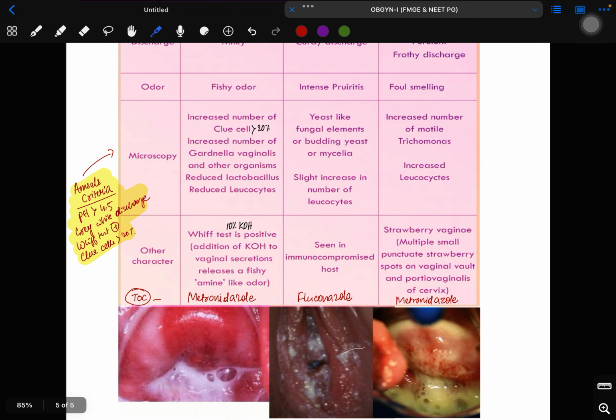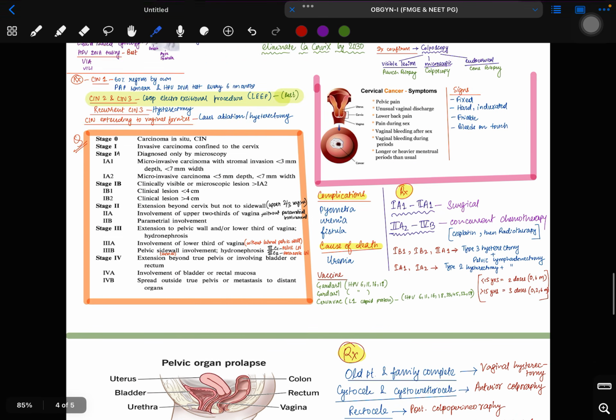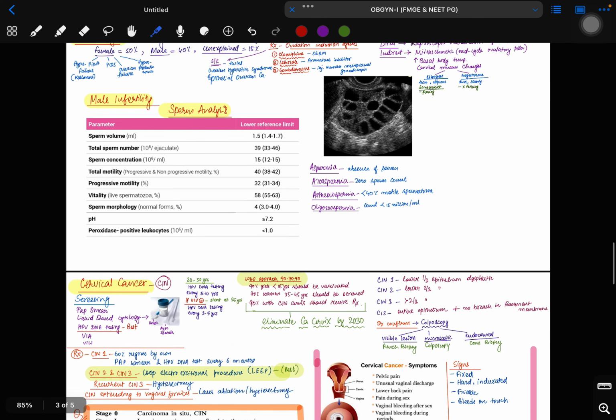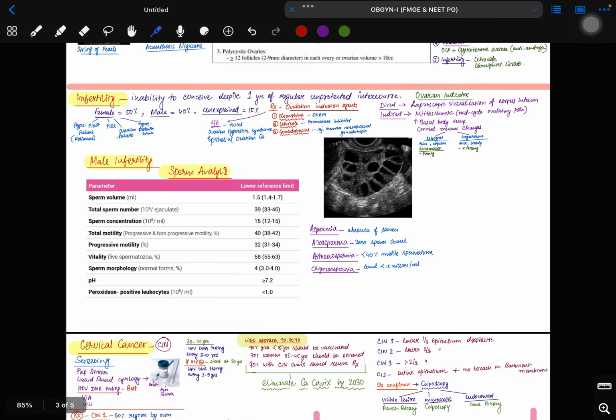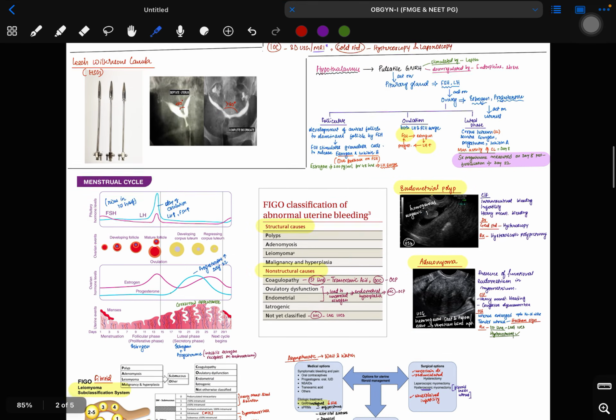So those are the high points of gynecology. We have covered it in 4 pages. In the previous video, you can find obstetrics. It was again in 4 pages. You can take the PDFs. The link for the PDF is given in the comment box.